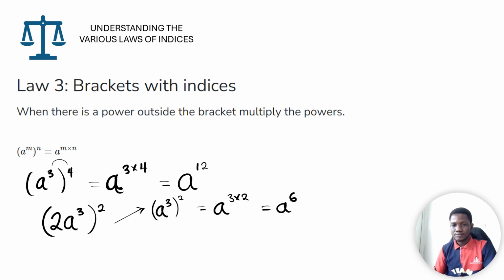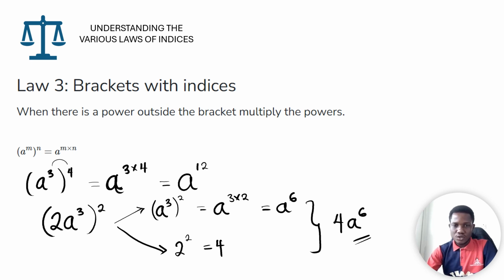and that is a to the power of 6. But the second step is this. The coefficient is as well affected by the power outside the bracket. So you have a 2 now raised to the power of 2, and that gives you 4. Then the combination of these two gives you 4a to the power of 6.